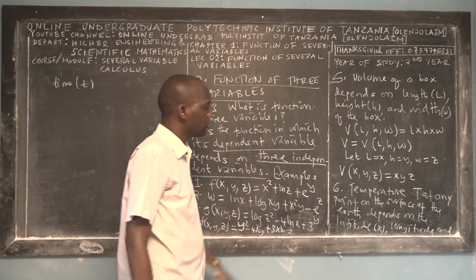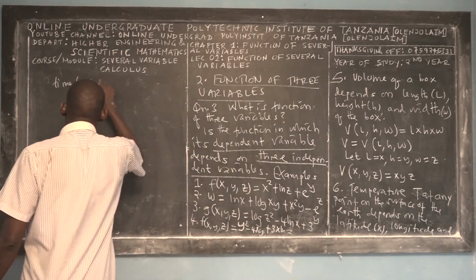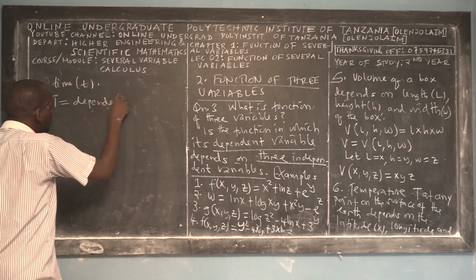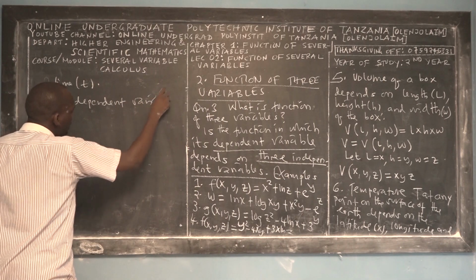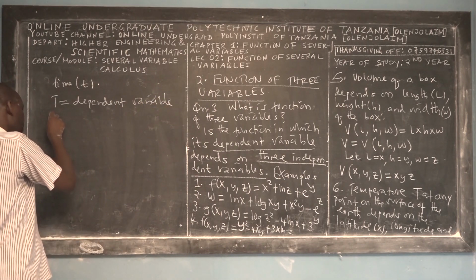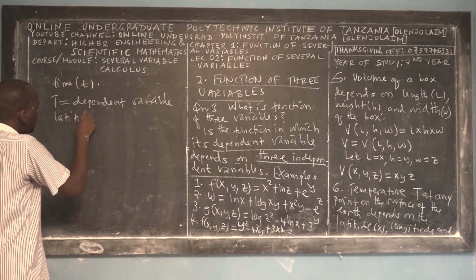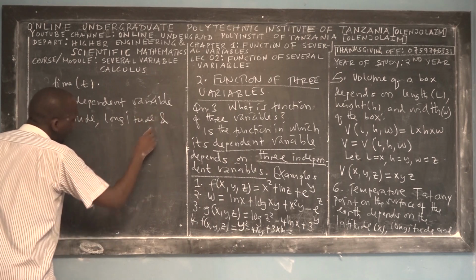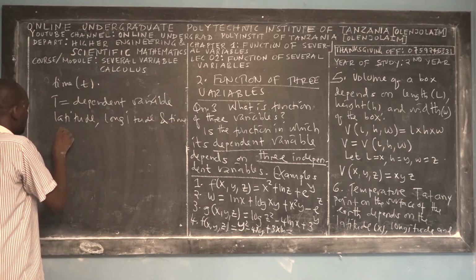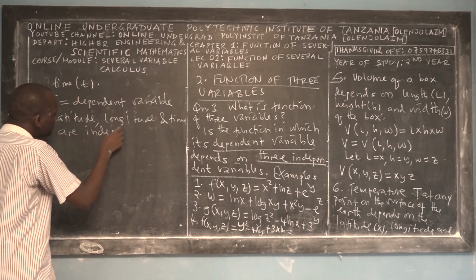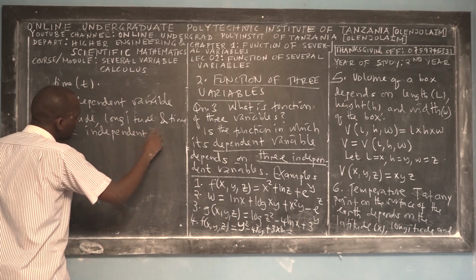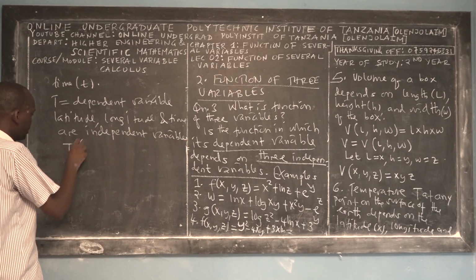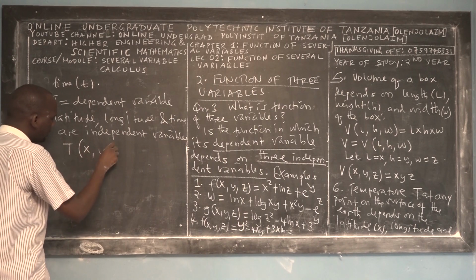So now this is the function. Remember that T is the dependent variable. What does it depend on? It depends on the latitude, longitude, and the time, which are independent variables. So for that case, we say that T depends on X, Y, Z.